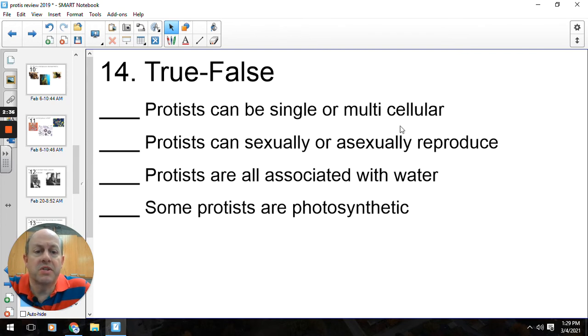So protists can be a single or multicellular thing, true. They can sexually or asexually reproduce, true. All associated with water, true. And some are photosynthetic, true.